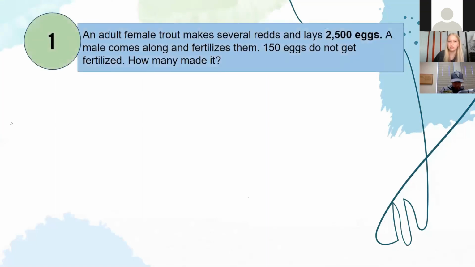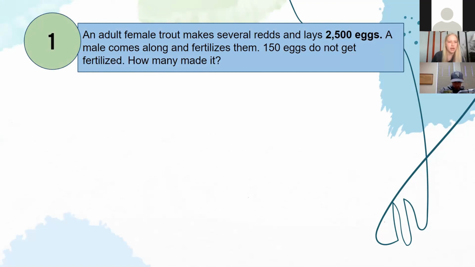So your worksheet will look like this. Our first statement is, an adult female trout makes several redds and lays 2,500 eggs, and a male comes along and fertilizes them. 150 eggs do not get fertilized. So how many made it? So we're going to subtract 150 from 2,500 eggs.